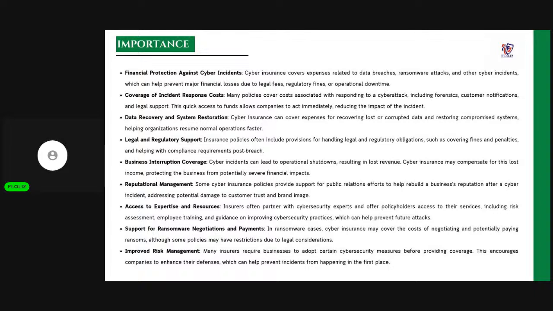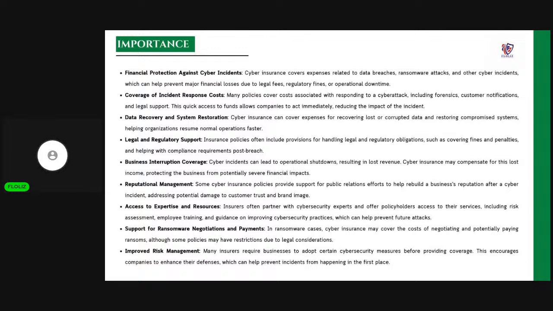So the importance of cyber insurance is very key. Take, for example, when you have a cyber attack, you will have expenses related to the data breaches, the ransomware attack, and other cyber incidents. If you've carried out a comprehensive insurance of your digital asset, this will help minimize your costs.